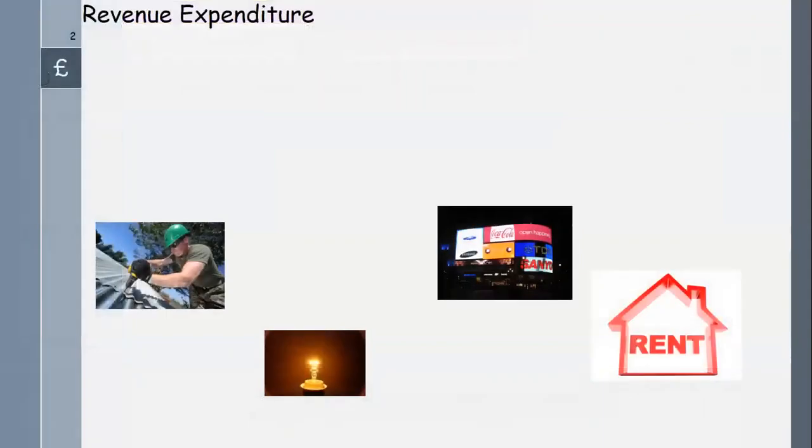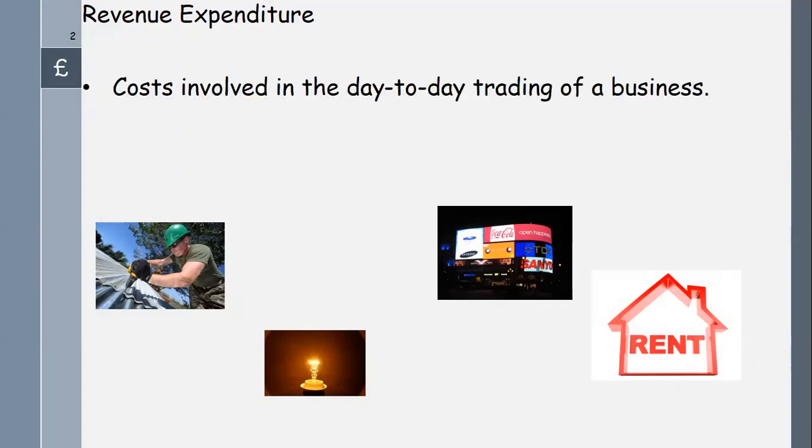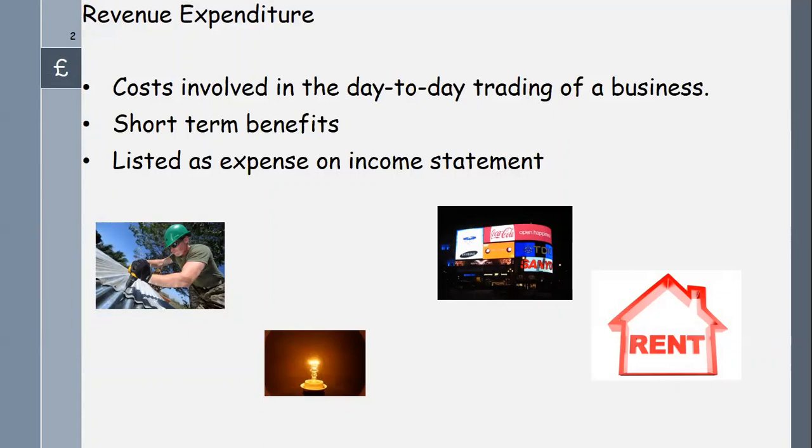So revenue expenditure, well, expenditure just means spending money. So revenue expenditure means spending money that results in the day-to-day trading. Stuff like rent, electricity bills, buying goods, all that is revenue expenditure. It goes on the income statement, and it has short-term benefits. Electricity is for the short term, lighting is for the short term, rent is for the short term.